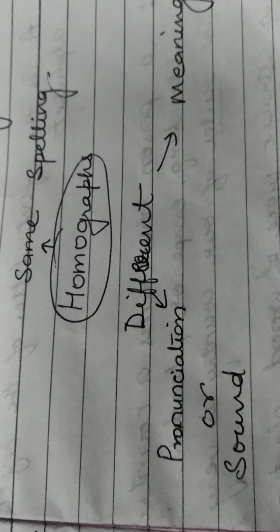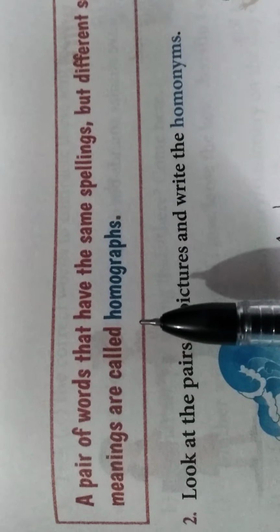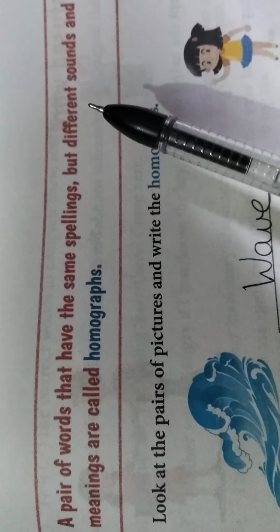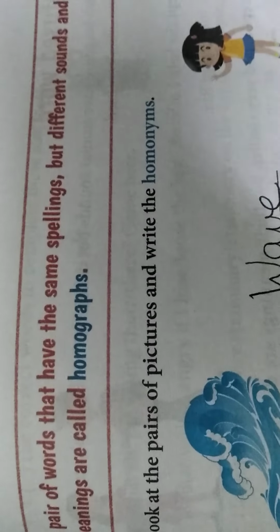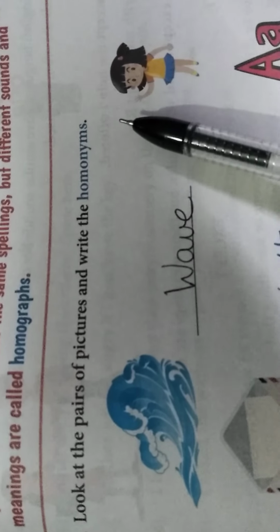Now look at the definition. A pair of words that have the same spelling but different sounds and meanings are called homographs. Their sound can be the same or it can be different. Okay, so children, look at the pairs of pictures and write the homonyms.